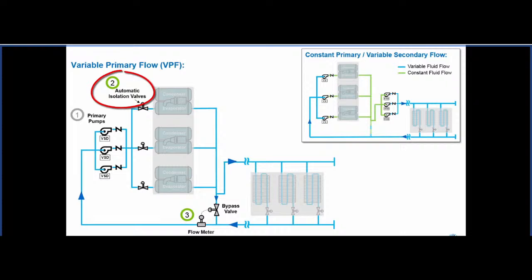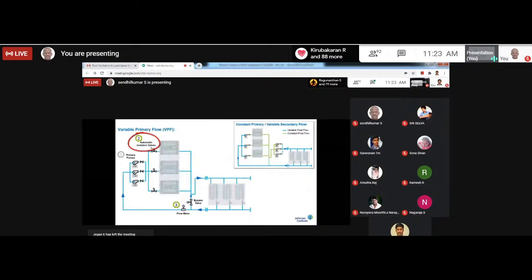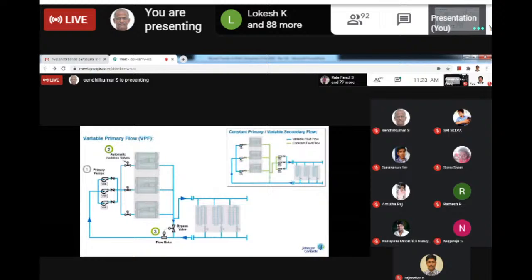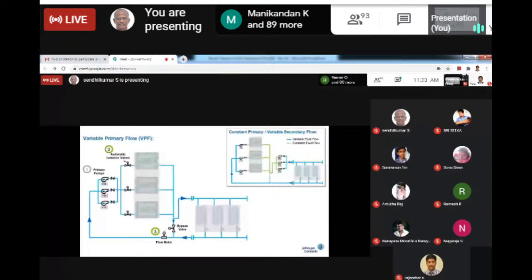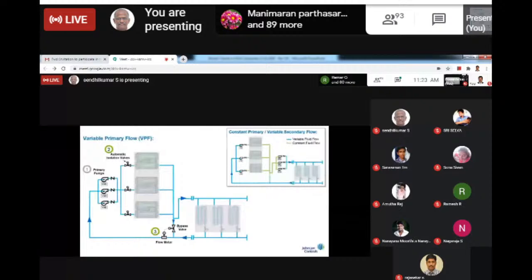Our second system components are the automatic isolation valves. Their purpose is simply to open and close as building load changes. However, a key design consideration is that they should be capable or sensitive enough to maintain acceptable flow rate changes through the chillers. This means the valve should not open too fast or too slow, but as dictated by the building control system for each unique application.